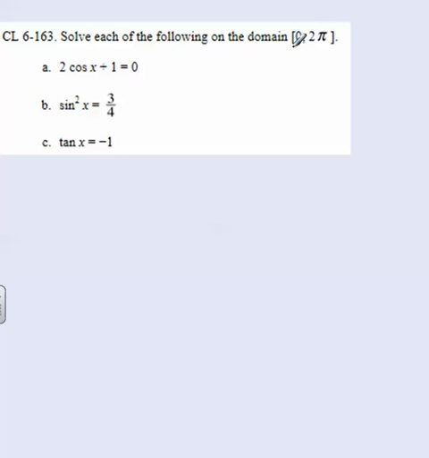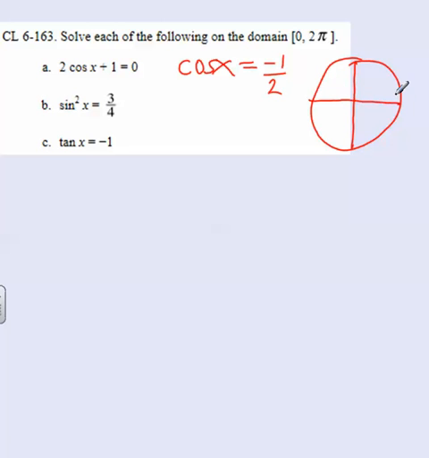Solve each of the following on the domain 0 to pi. So for the first one, we want to solve for cosine of x. 1 moves over, it's -1 divided by 2. So we take a look at the unit circle. -1/2 cosine occurs here and here. So if we can't remember what is there and there, we can go around and count them.